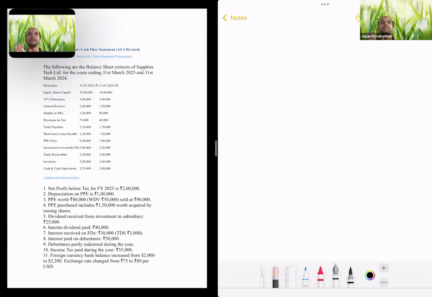So now let's deep dive into the question. Let's look at the given data. We are provided balance sheet extracts for 2 years, that is 2025 and 2024. In addition, we have 11 crucial adjustments, including depreciation, asset sales, foreign exchange impact, and dividend or interest income. Now the first section of the cash flow statement is operating activities. Now let's derive the cash flow from operating activities.